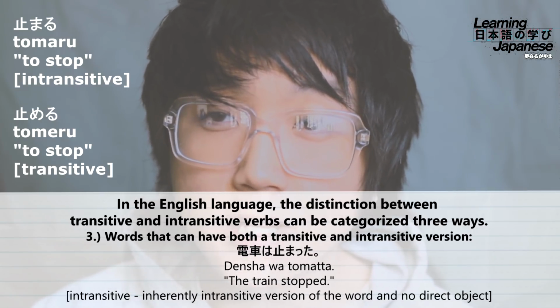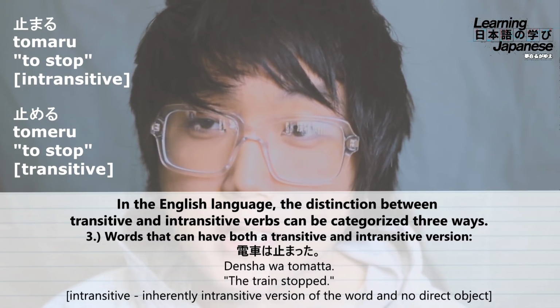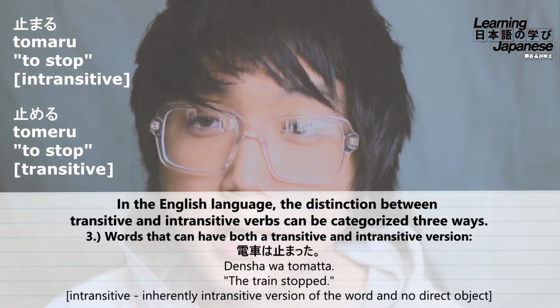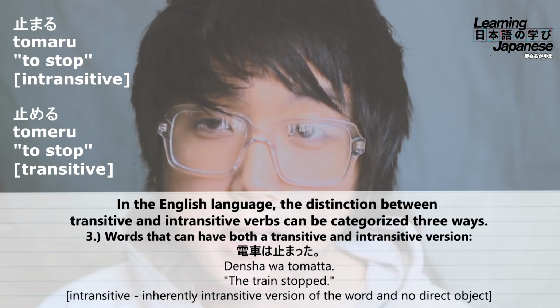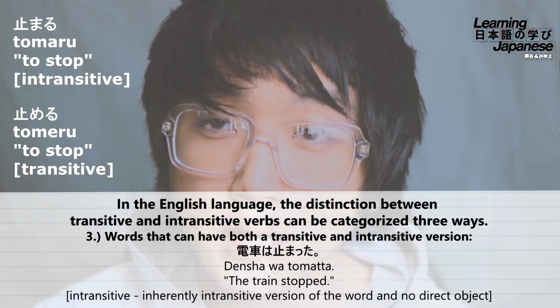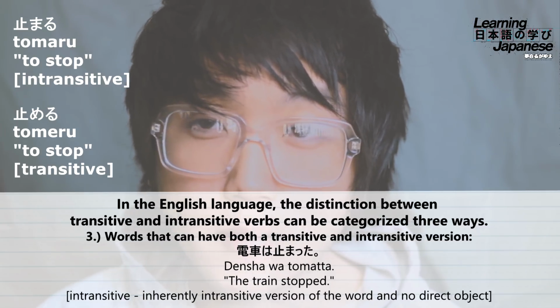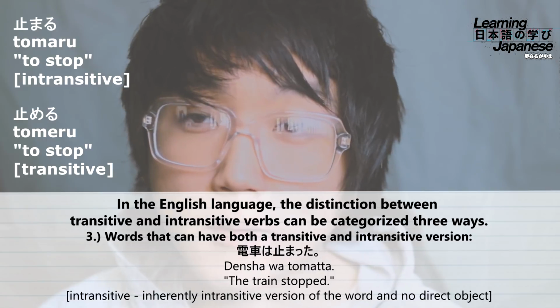Alternatively, if we use it intransitively now, we can say something like densha wa tomatta, and this is going to translate to "the train stopped." It simply stopped. There's no direct object. It itself stopped. Densha, of course, means train. We're marking it as the topic with the particle wa, and then we simply have the verb tomaru, which means to stop, in its past ta form.